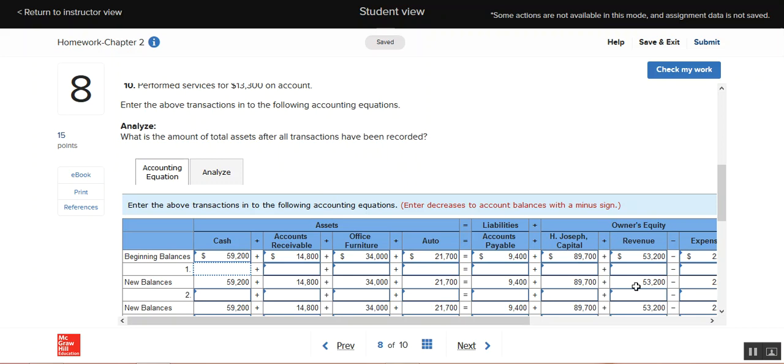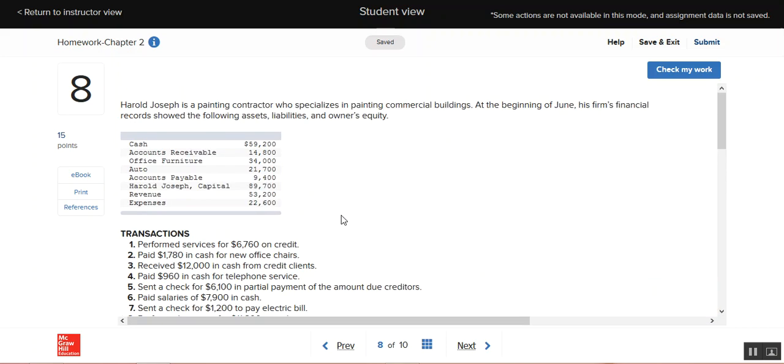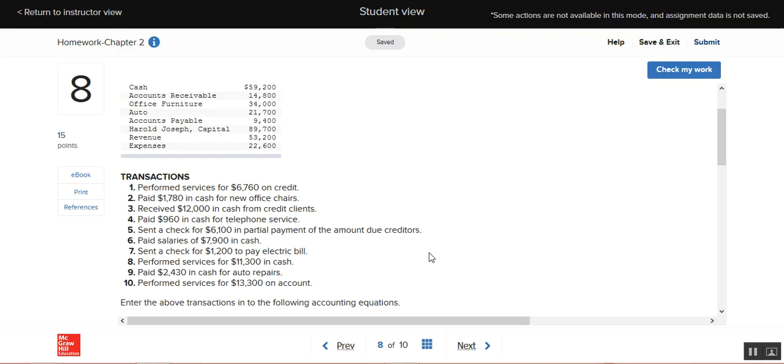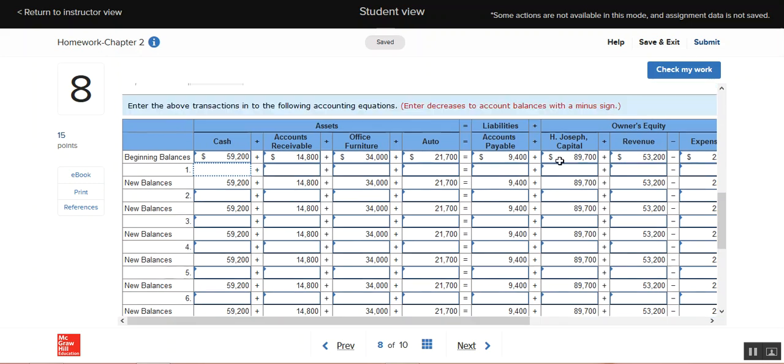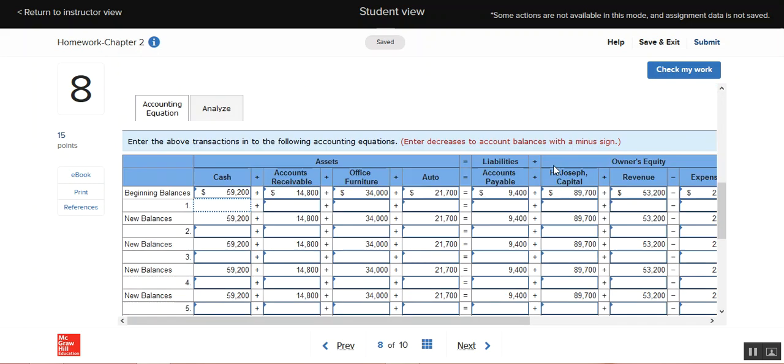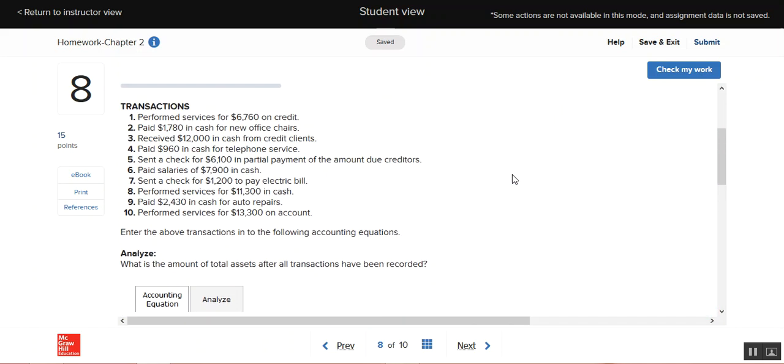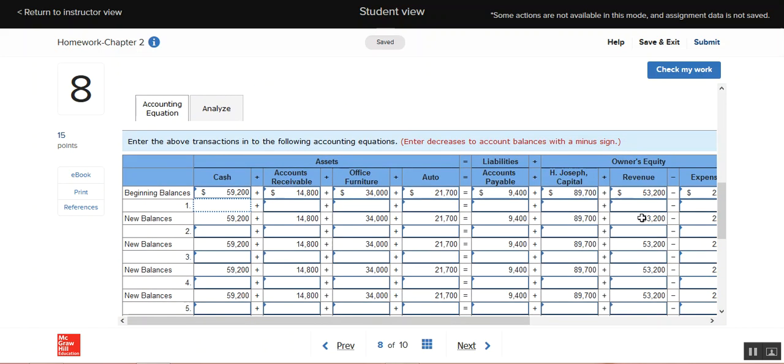All right, so once you get all of those in, then you're going to start working on the transactions. Transaction 1 says perform services for $6,760 on credit. So what they're telling you is the company provided, let's see, what kind of business are we? The company painted some stuff for somebody. And now I already forgot what it was, $6,760 on credit. So anytime the company performs work for somebody, that's revenue. So there's our $6,760 in our revenue column.